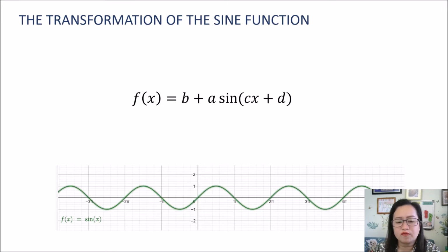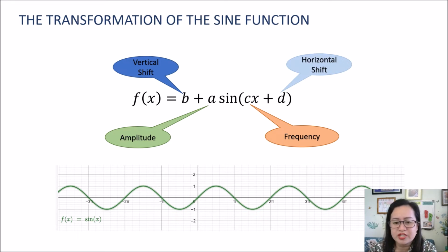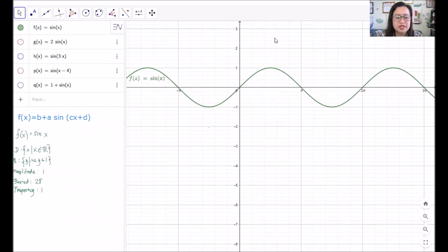The general form of sine function is given by f of x equals b plus a sine times the quantity cx plus d, where a implies the amplitude, c as the frequency, then b indicates the vertical shift, and d as the horizontal shift. Now let's start exploring the sine function. Remember that the general form of the sine function is given by f of x is equal to b plus a times sine times the quantity cx plus d. Now what if we change the values of these variables a, b, c, and d, and try to discover what happens to the graph of the function.